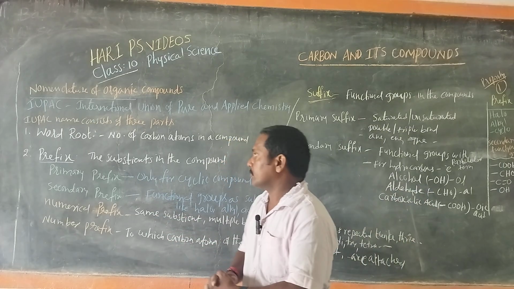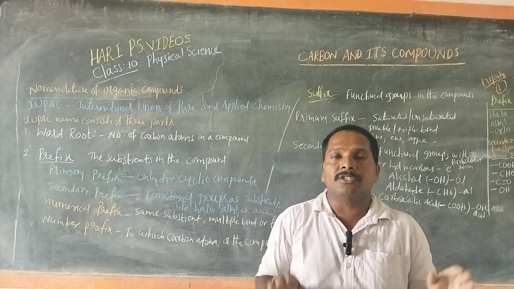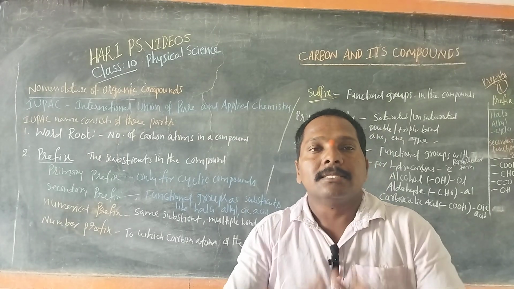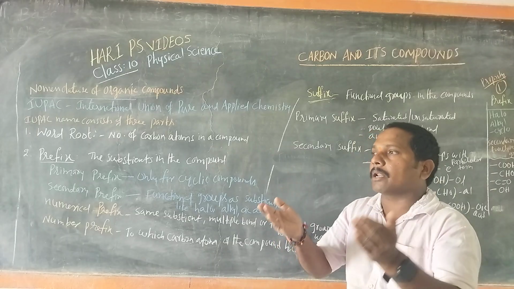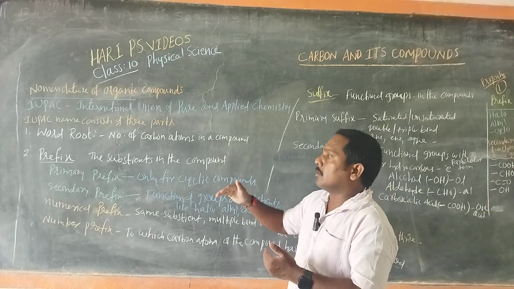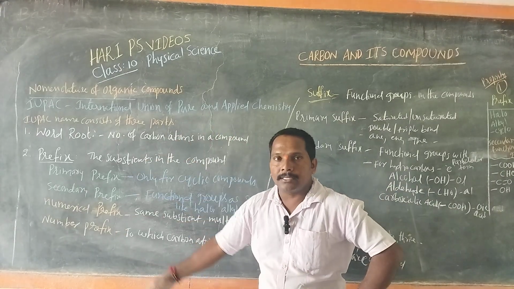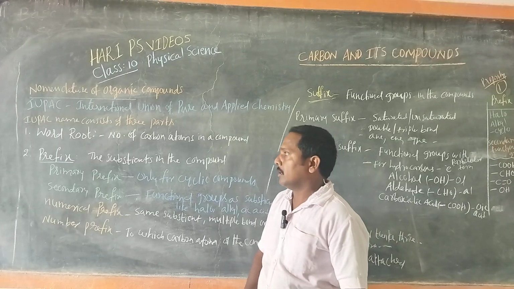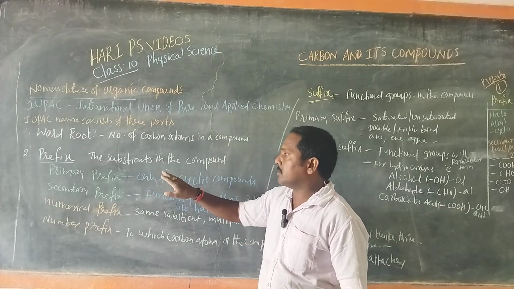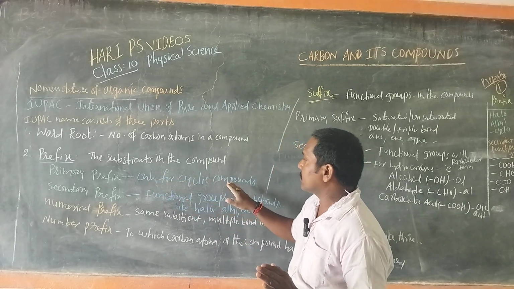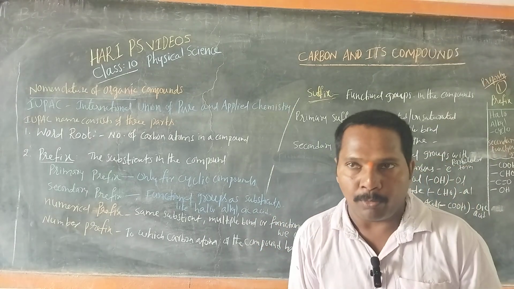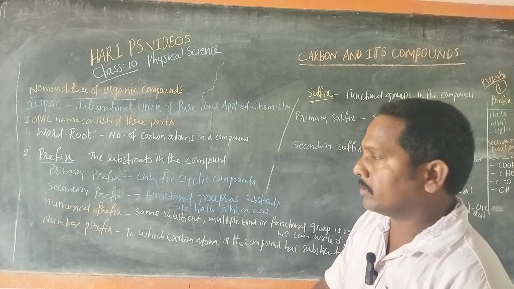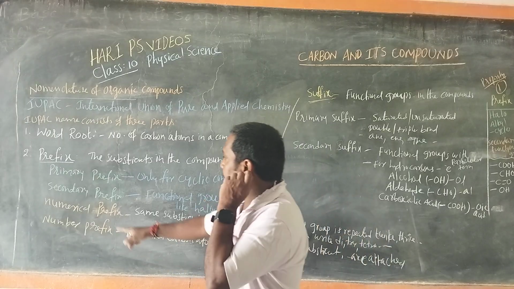Primary prefix. This primary prefix is used only for cyclic hydrocarbons or cyclic organic compounds, which we discussed in the previous session. So the primary prefix is used only for cyclic compounds, ringed compounds or closed compounds.